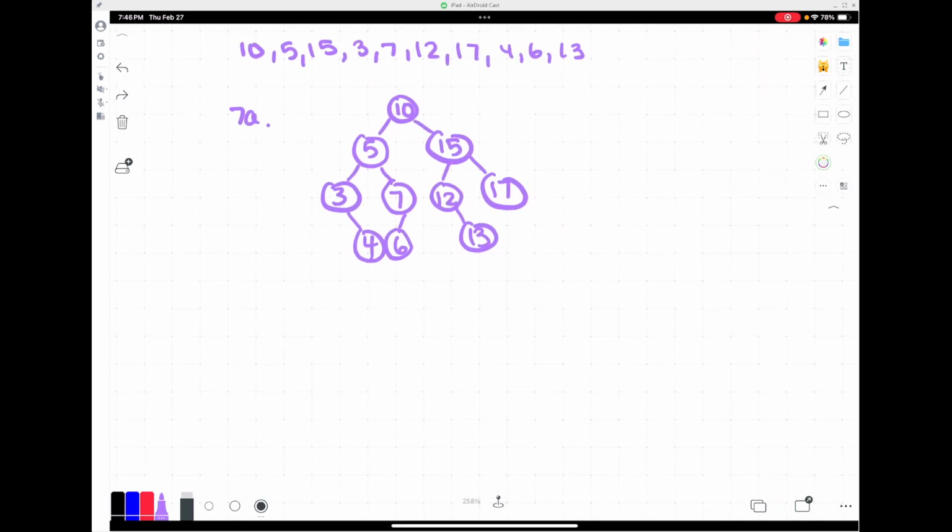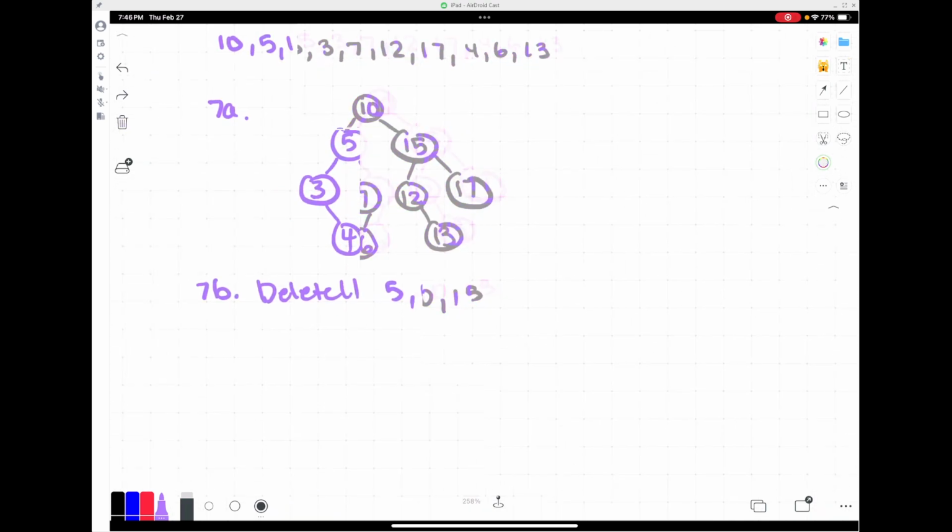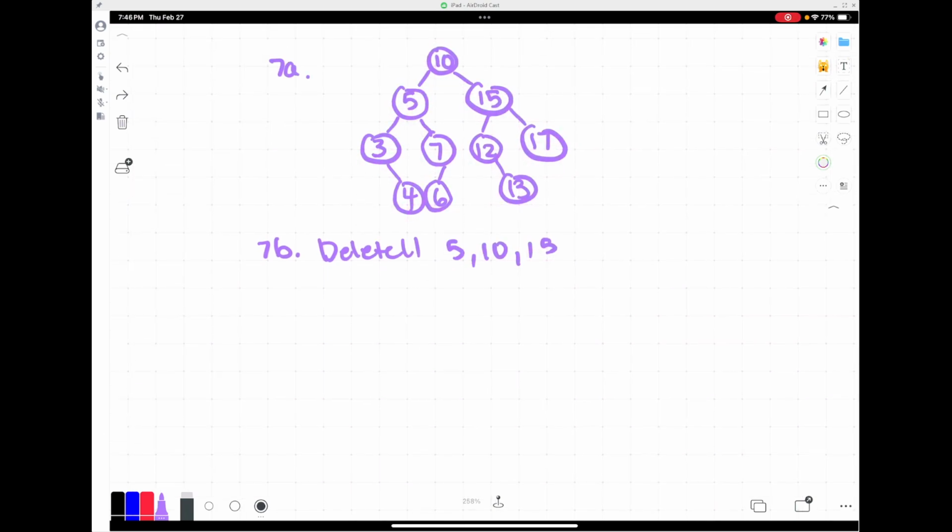So the next part of the question is use the delete algorithm. So we want to delete, let's say the numbers we want to delete are 5, 10, and 15 in that order. So let's start with 5 because we want to do it in order.